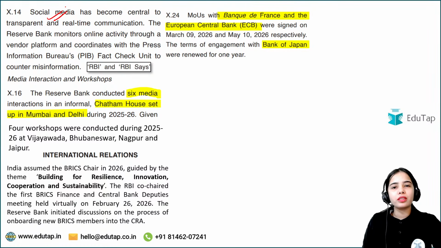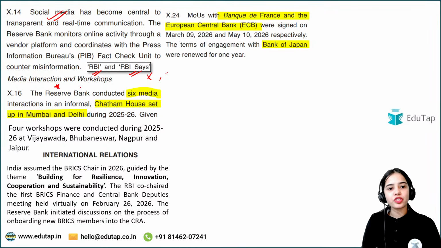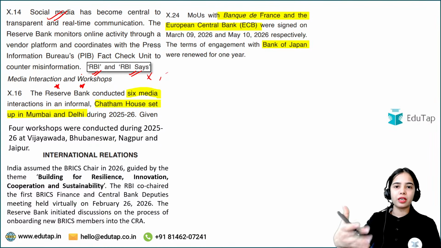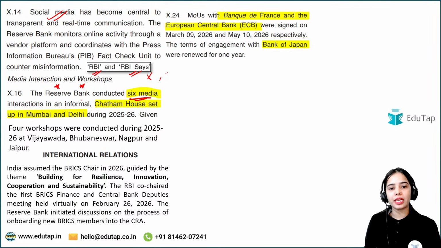Next is social media. RBI is active in different social media through the RBI and RBI Says platforms, on X and LinkedIn and such. Next is media interaction and workshops. As I've told you, RBI also conducts media interactions so that the public can be made aware of the recent steps of RBI. The Reserve Bank conducted 6 media interactions in an informal Chatham House set up in Mumbai and Delhi, and 4 workshops were conducted in Vijayawada, Bhubaneswar, Nagpur, and Jaipur.